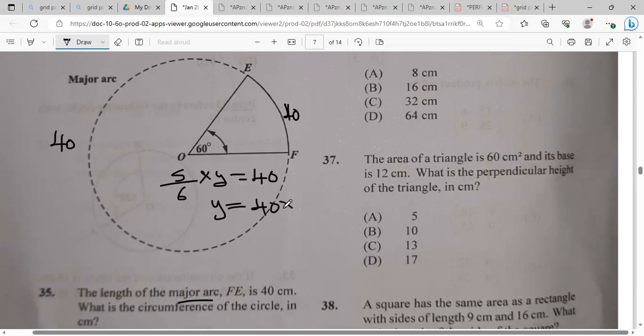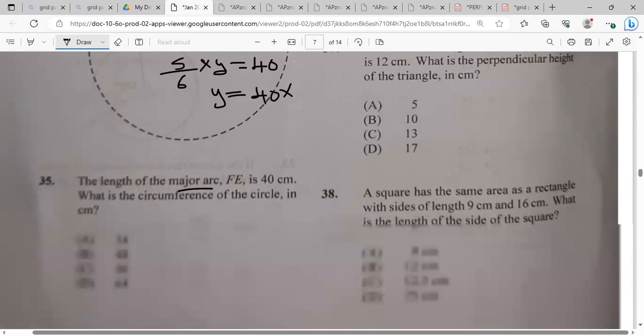We are trying to find the 1/6 length, right? One of them represents 8. Because look, if 5 of these make up 40, one has to be 8. So the entire thing has to be 48.